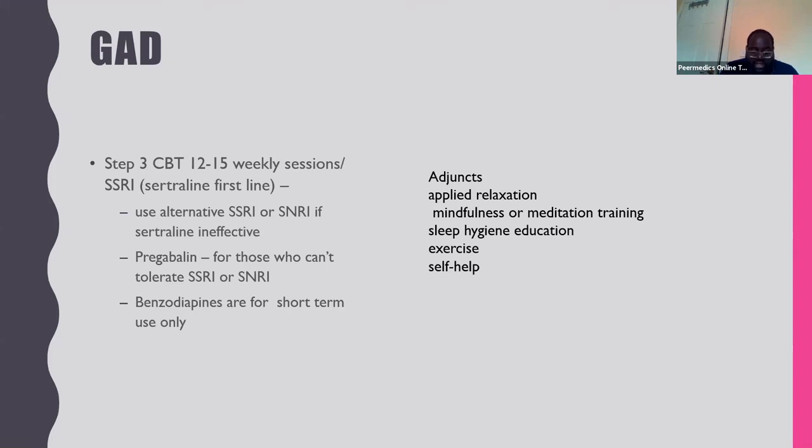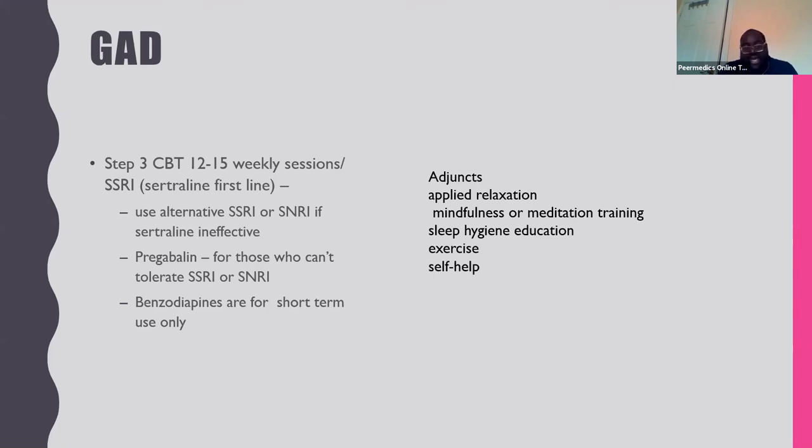SSRIs, SNRIs, or atypical antidepressants are all appropriate drugs. I think SSRI certainly is first line, but any of those are appropriate drugs. So you can use escitalopram, fluoxetine, venlafaxine. Those are 3 examples that are commonly used from those different drug classes, SSRIs, SNRI, atypical antidepressants. You can either use pregabalin as an adjunct or use it as a monotherapy, like it says on the screen, for those who can't tolerate those other antidepressants.